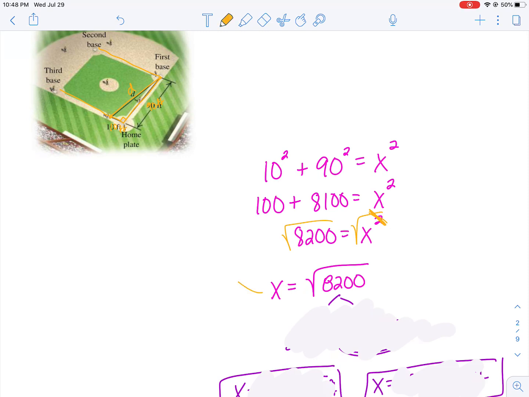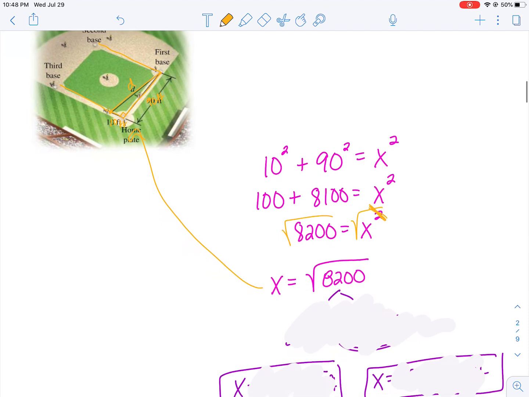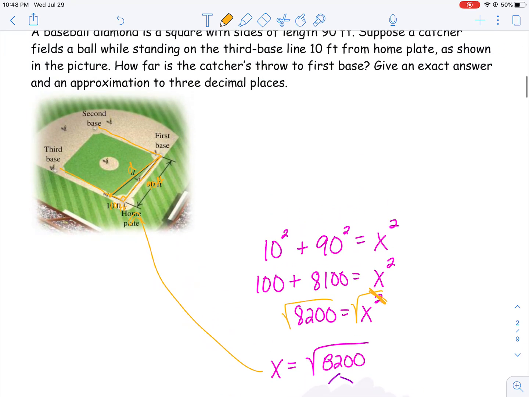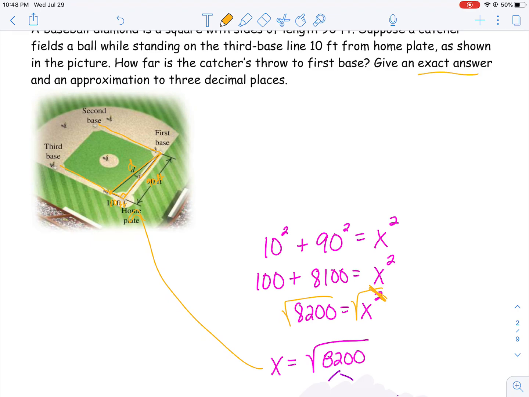The problem is, when we're talking about application problems, a lot of times it doesn't make sense for us to say a negative distance or a negative amount of certain things. So we're only going to use the positive version in this answer because we're talking about this application problem. Now the question asks us to give an exact answer, so that's leaving it in radical form.